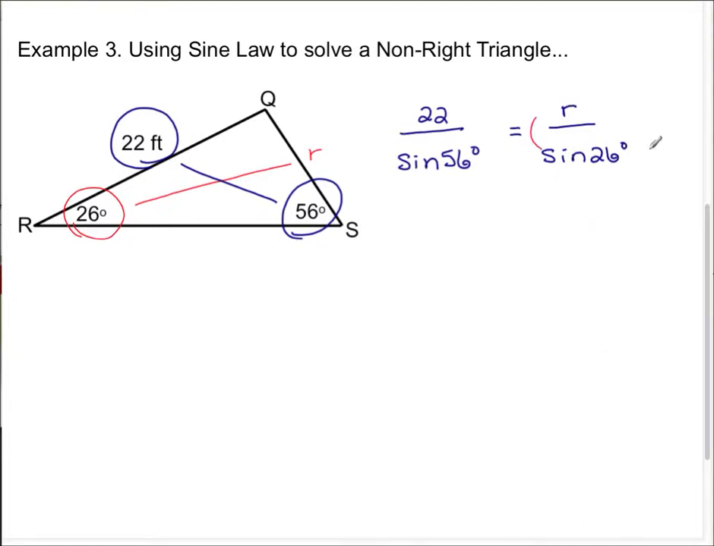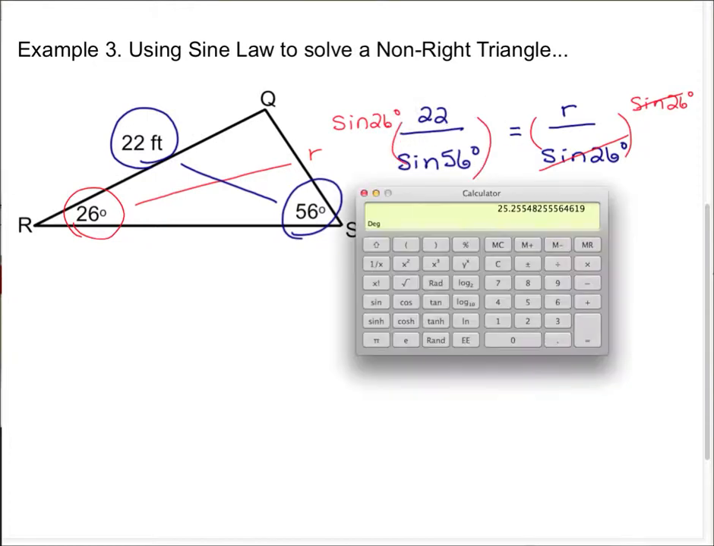I hear you. Don't yell so loud. We're going to put sine 26. You know I can't really hear you, right? So we're going to cancel out sine 26 there. But whatever I do to one side, I have to do to the other, so I have to multiply by sine 26 here.